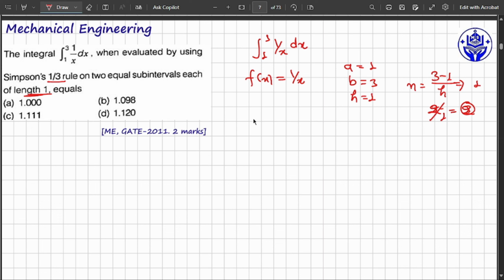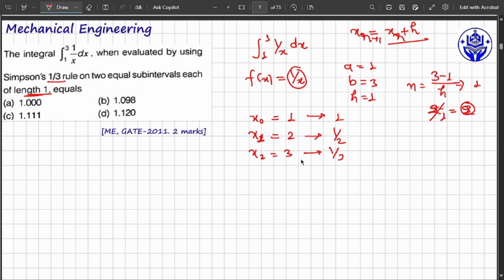It means I will have x0, that is 1. x1 is nothing but 1 plus 1, so it will be 2. Like the previous one, x(n+1) = xn + h, we can add h. So x2 will be 3. Now put the values: at x = 1 it is 1, at x = 2 it is 1/2, and at x = 3 it is 1/3. So these are my y0, y1, y2. Now you can put all these values.